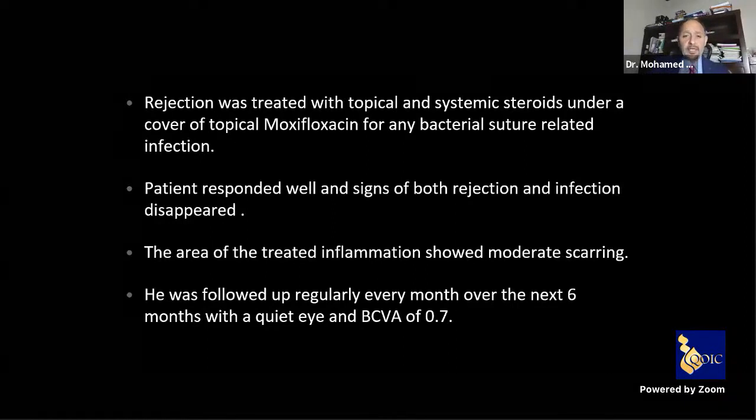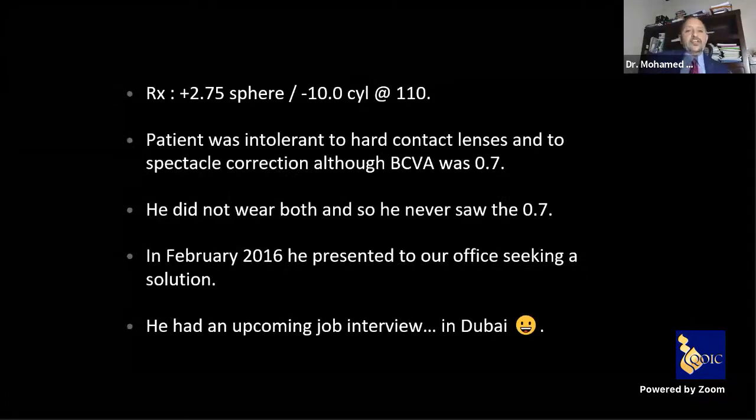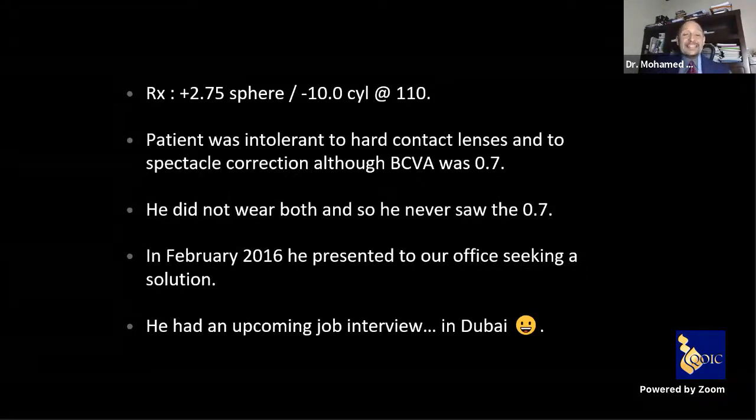So the area of treated inflammation showed moderate scarring, and he was followed up regularly every month over the next 6 months with a quiet eye and the best corrected vision of 0.7, which is 6/9. So the refraction was plus 2.75 sphere with a minus 10 cylinder.